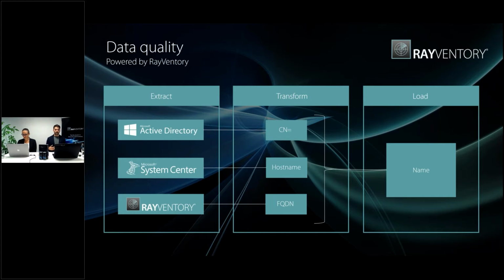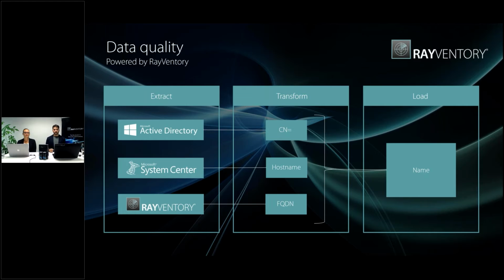Active Directory may bring this data in, but in a different format than the others do. For example, it always starts with CN equals because it's a distinguished name, but we just would like to have a part of it, the host name. So what do we do? In the transform area, we cut something on the left, we cut something on the right.